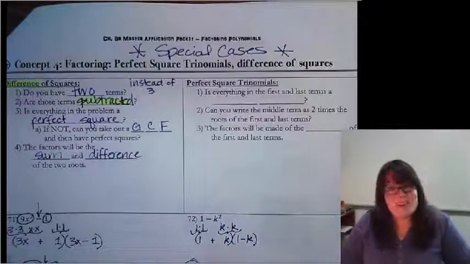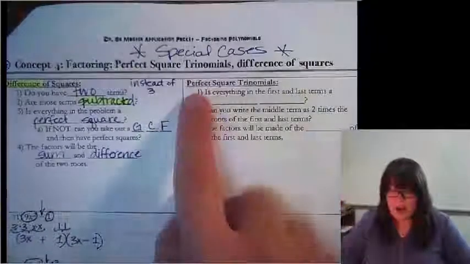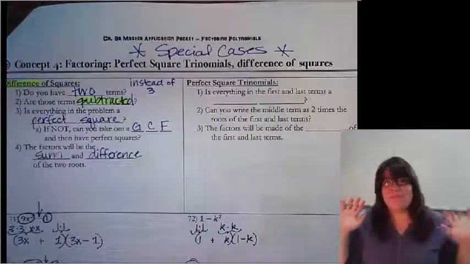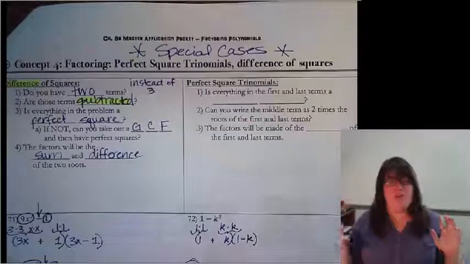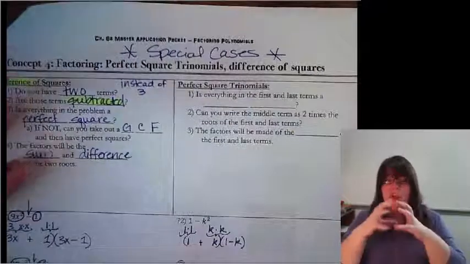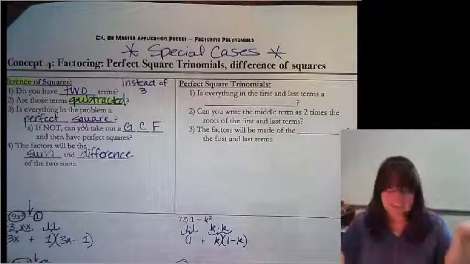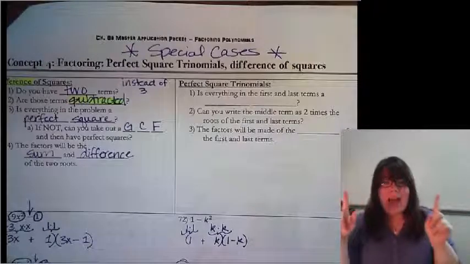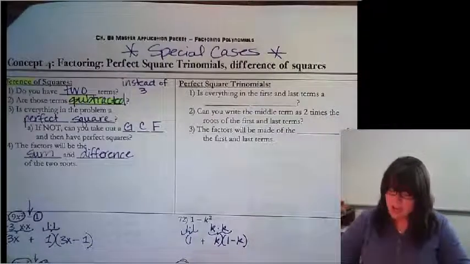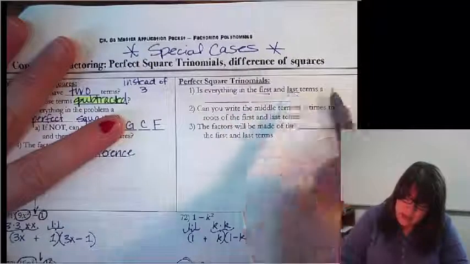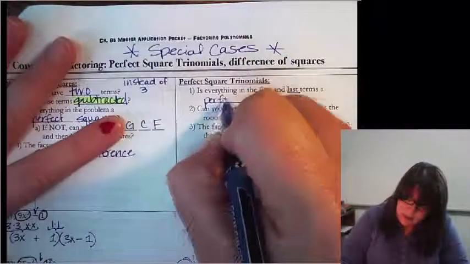All right, so part 2, we're going to deal with perfect square trinomials. And these are kind of tricky, so pay close attention. The first thing you would ask yourself, when you have 3 terms, and you can do this anytime you have 3 terms, okay? Anytime. I want you to look at the first and last term. And I want you to ask yourself, is everything in the first and last terms a perfect square?